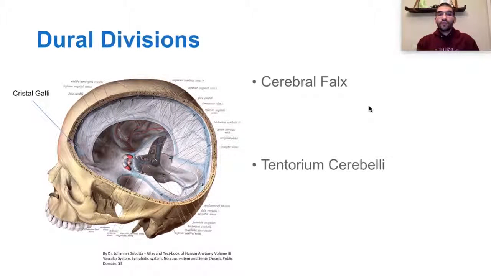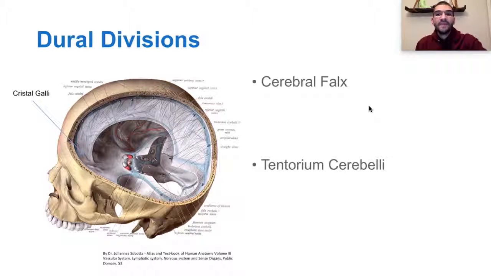Anteriorly, the cerebral falx, which again divides the 2 cerebral hemispheres, attaches to a bone called the crista galli. In between the 2 cerebral hemispheres run the anterior cerebral arteries, which provide blood flow to the medial part of the frontal lobes. The medial part of the frontal lobes gives motor function to the bilateral lower extremities. So if you have ischemia of the anterior cerebral arteries, your bilateral lower extremities will not work.